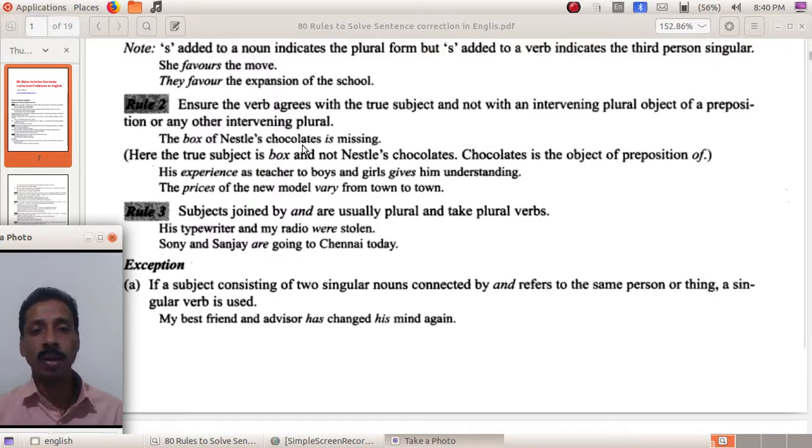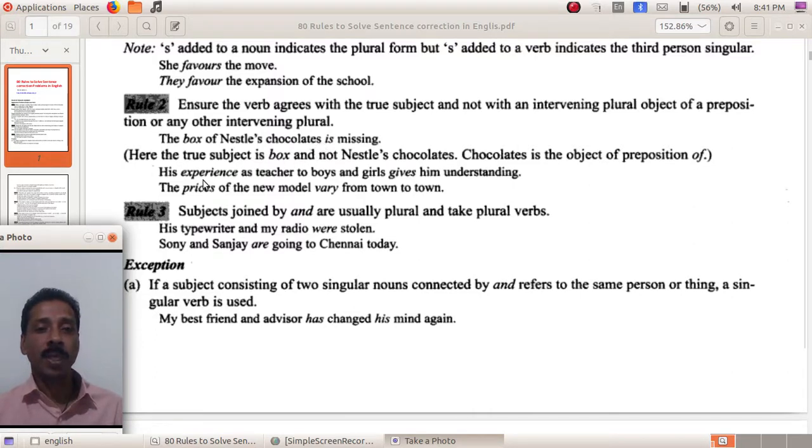And if you look at here, you may feel that the word chocolates is plural. But the thing is that chocolates is not the subject. The subject is box, which is singular. So the verb also should be singular.